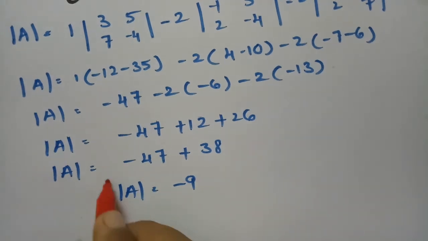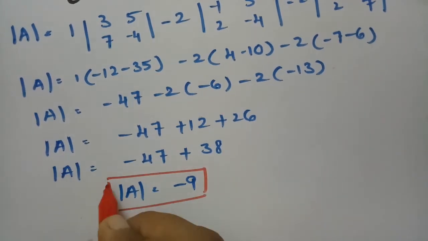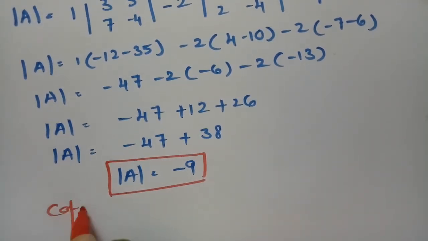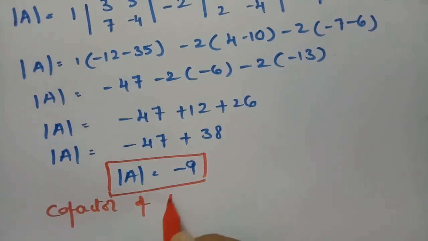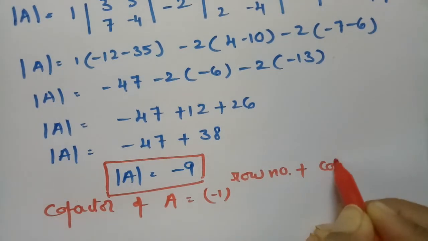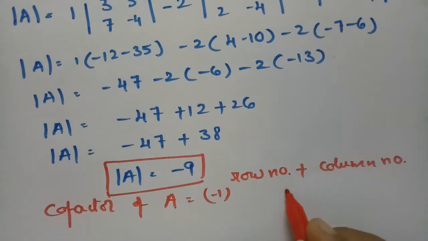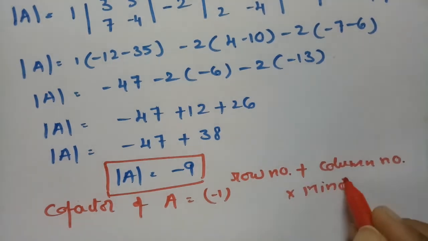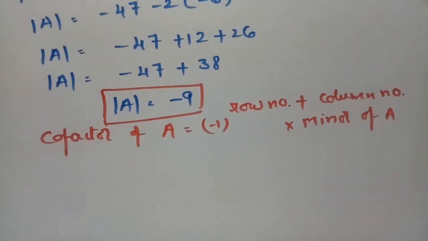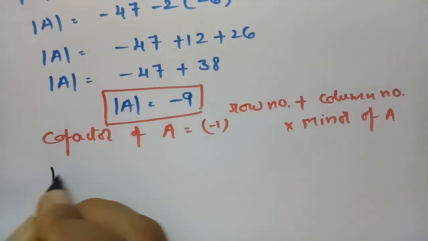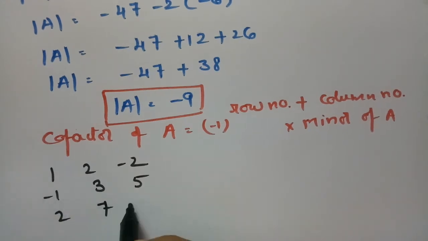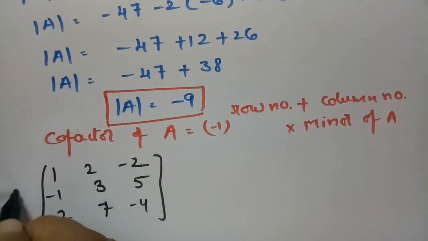After getting the determinant value, I have to find the inverse. For finding the inverse, first of all we have to find the cofactor of A. For the cofactor of matrix A, the formula is minus 1 power row number plus column number, into the minor of each and every element. I'll find the minor of A. Here the matrix A is given as 1, 2, minus 2; minus 1, 3, 5; 2, 7, minus 4.